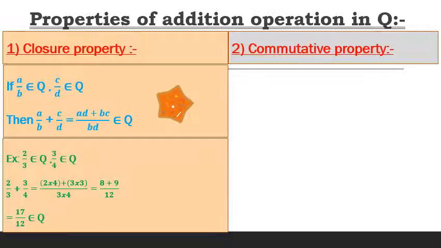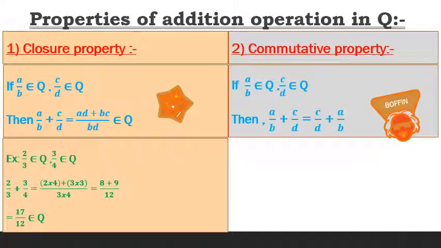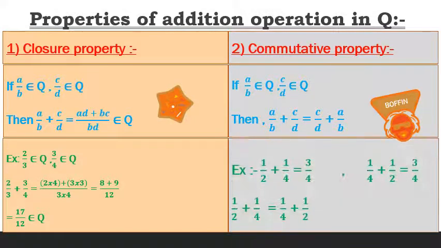Number 2, commutative property. What is the meaning of commutative? If I have two rational numbers and exchange the places of the two numbers, the result will be the same. For example, half plus quarter equals 3 over 4, and changing places, quarter plus half equals 3 over 4. Then the result of the two exercises is the same. Half plus quarter equals quarter plus half.